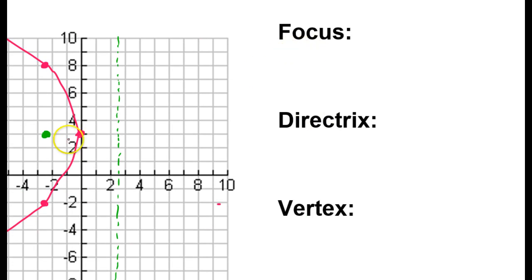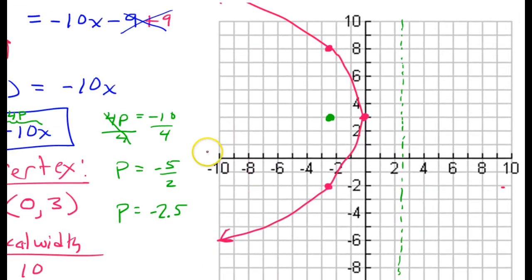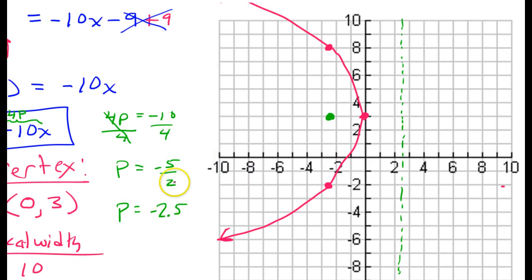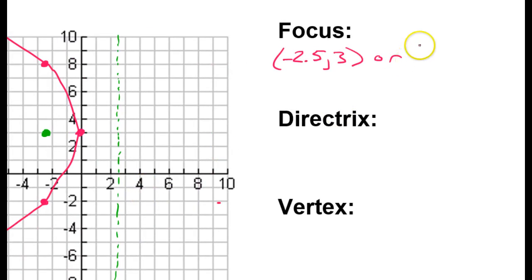So let's see. The focus is at negative 2.5, comma 3. Okay, using decimals is risky because sometimes we have to approximate. What if it was 2.33333 or something like that? So I like to use fractions whenever possible. So remember that negative 2.5 came from negative 5 halves. So this would be the same thing as negative 5 over 2, comma 3.